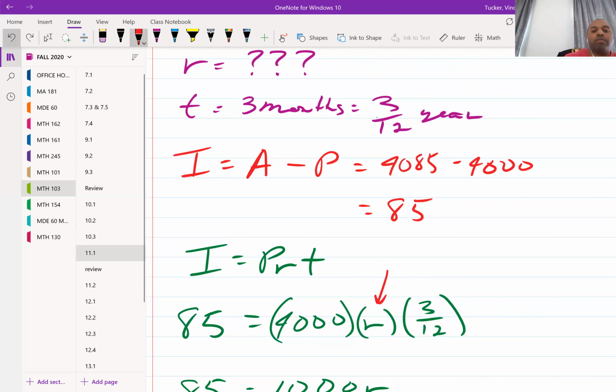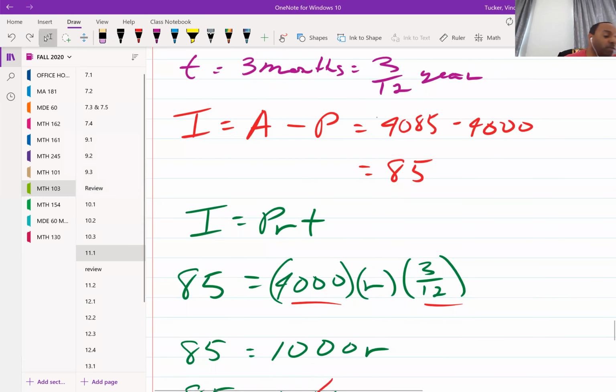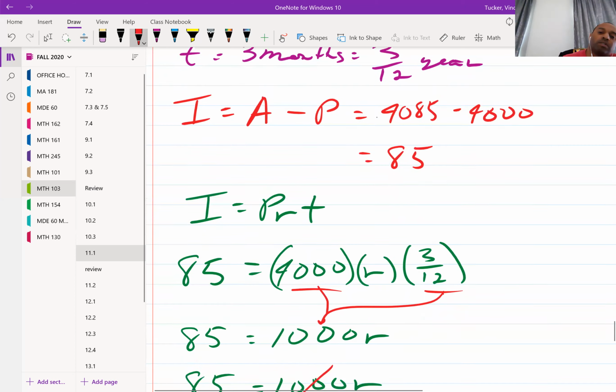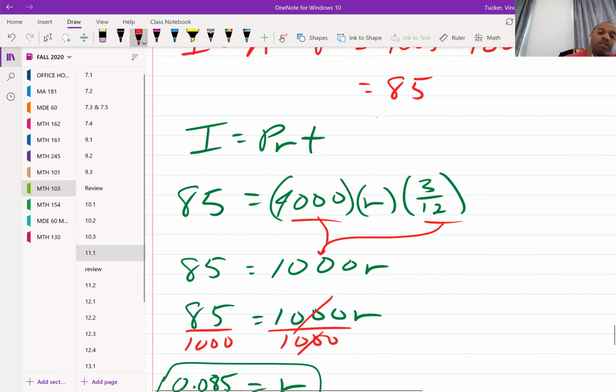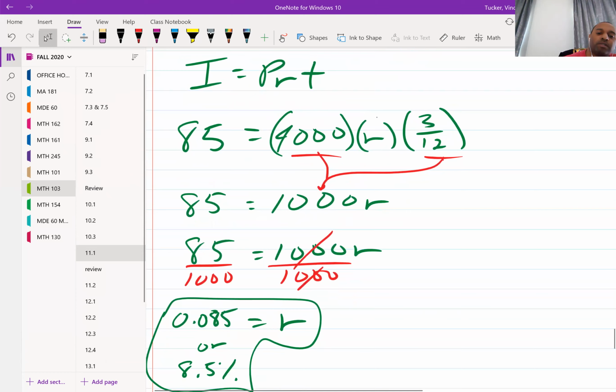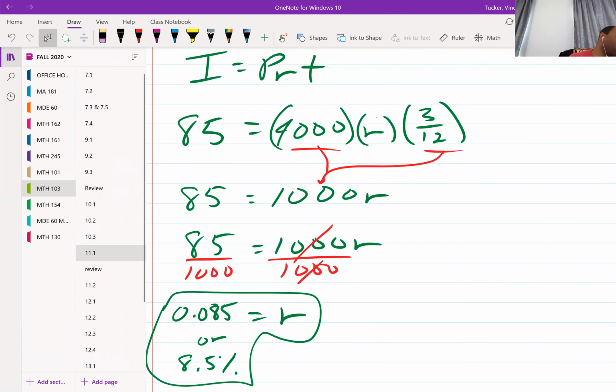And so what I did was multiply the 4,000 and the 3/12 to simplify it. 4,000 times 3/12 gives us 1,000. Then to solve for R, divide both sides by 1,000. That'll give us 0.085 or 8.5%, depending on how they want your answer in the word problem.